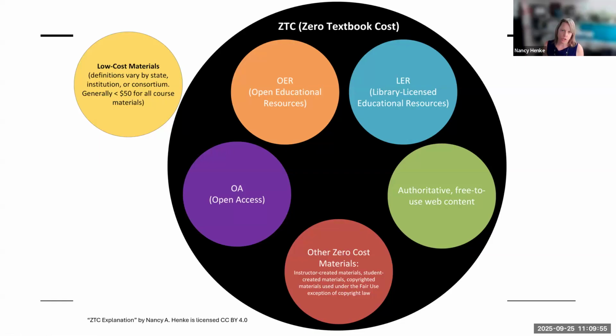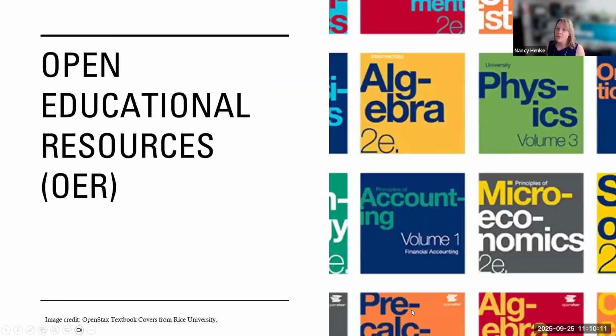So I'm going to go through each of these, and I'm going to return to this to help show that in the big circle of ZTC, there's lots of smaller circles that are a way to achieve that goal. Okay, and then we'll also hit low-cost materials before we close. So I'm going to start with the bread and butter, right? This is for the CDHE OER Council. OER, Open Educational Resources. So we probably have OER fans.